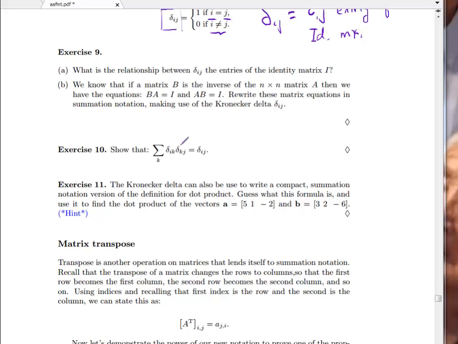Now, this is an interesting problem: to show that delta_ik times delta_kj equals delta_ij. There are a couple of ways you can do it. You could do it directly, or you could use matrix multiplication. You have to think, what matrix multiplication does this correspond to? And the hint is that delta corresponds to the ij-th entry of the identity.